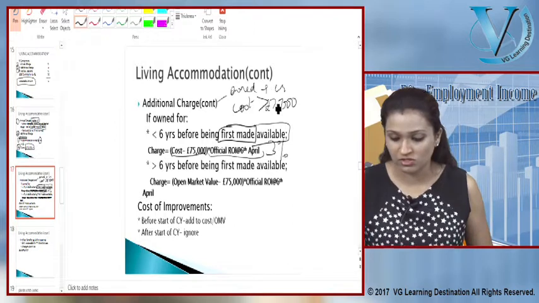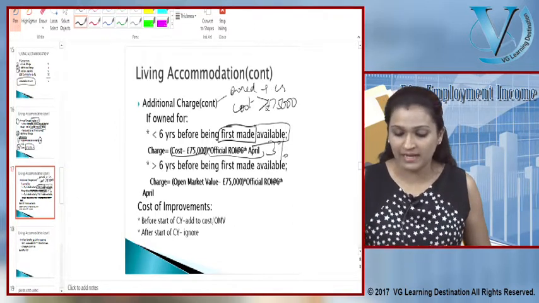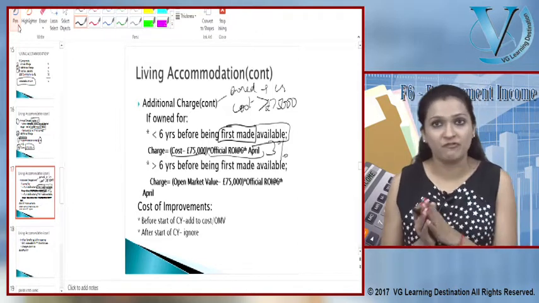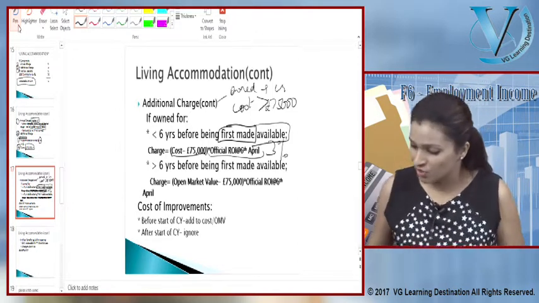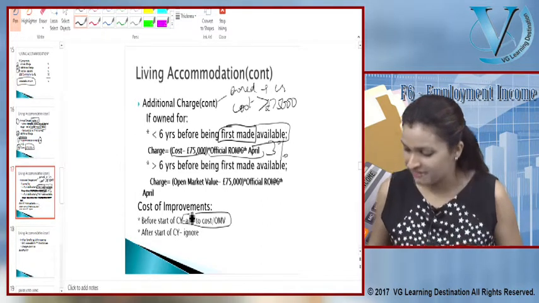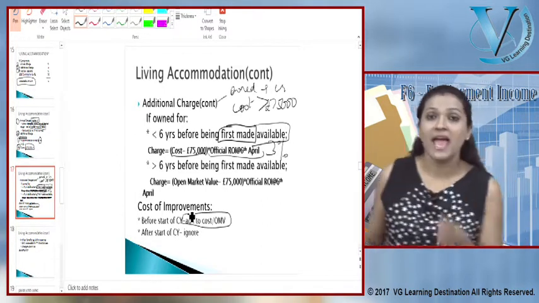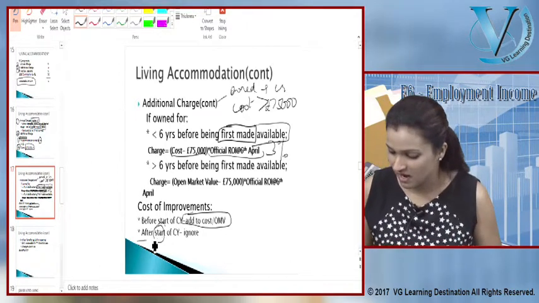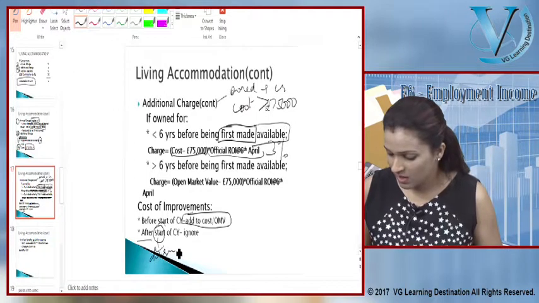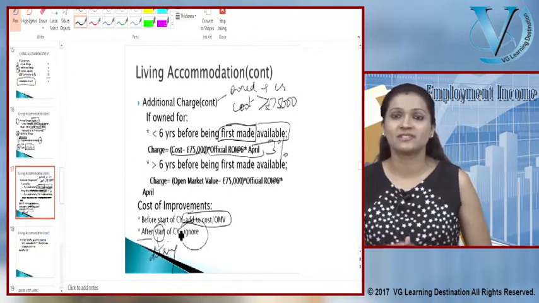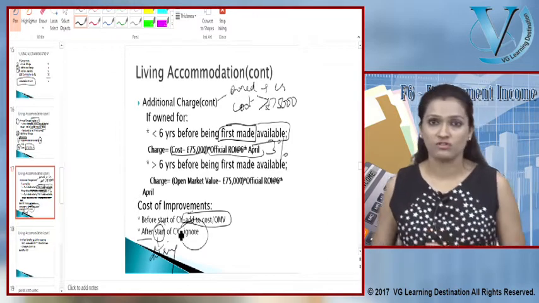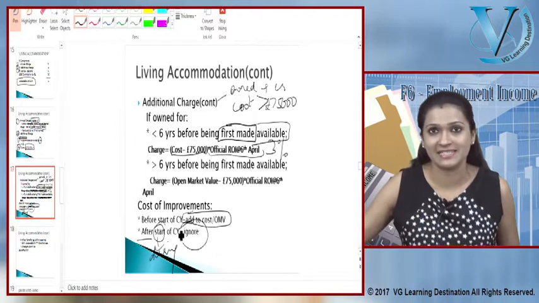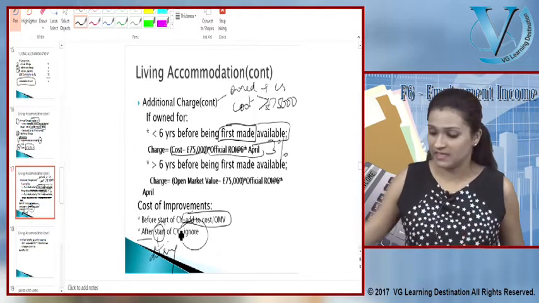What do you do with the cost of improvements on the building depending upon when this cost of improvement has been made? If it was done before the beginning of the current year, you're going to add it to the cost or the open market value depending upon how many years have passed by. If it has been incurred during the year, that is after the start, what do you do? For this tax year, just completely ignore the cost of improvements incurred during the current year, which basically means after the start of the current year. What else?